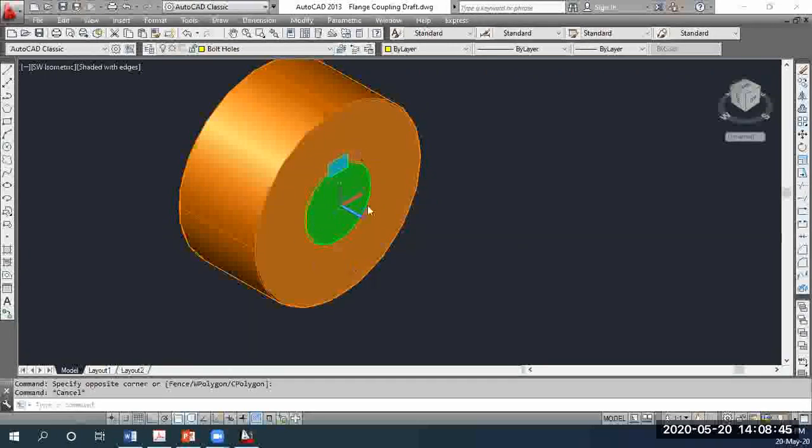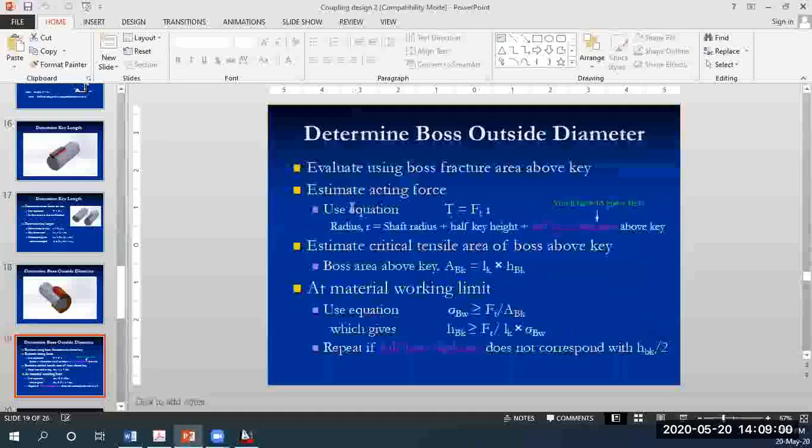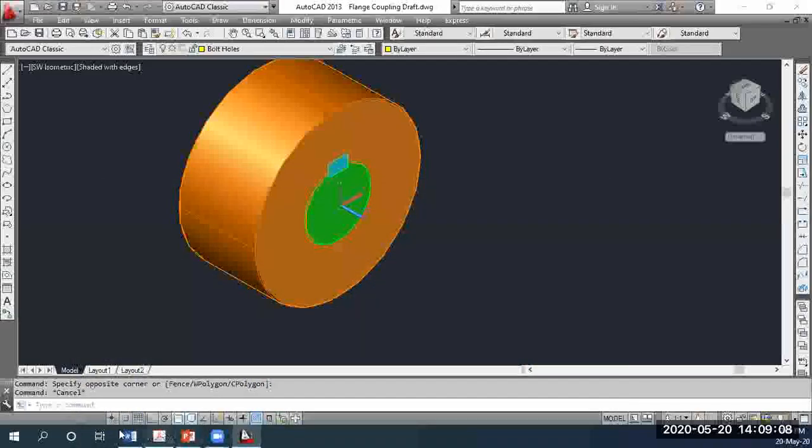So what happens, there's a twisting action, in other words, torque. So once everything starts to rotate, let's say the hub is weak at that particular point, it will fail, and the failure will be as a result of tensile stress, right? So as you can see here, evaluate using boss or hub fracture area above the key, right? So you will do the same thing once more.